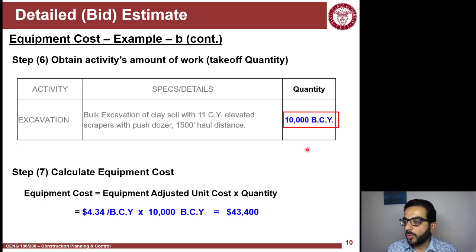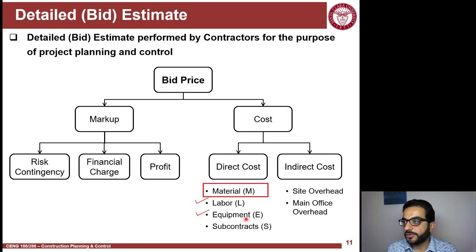I have the quantity, and I multiply the quantity by the cost rate, the unit cost, and I end up with the equipment cost for this activity. And that's it. It's much simpler compared to the labor cost. Labor, hiring laborers, managing them, estimating their costs is really a pain in the neck.